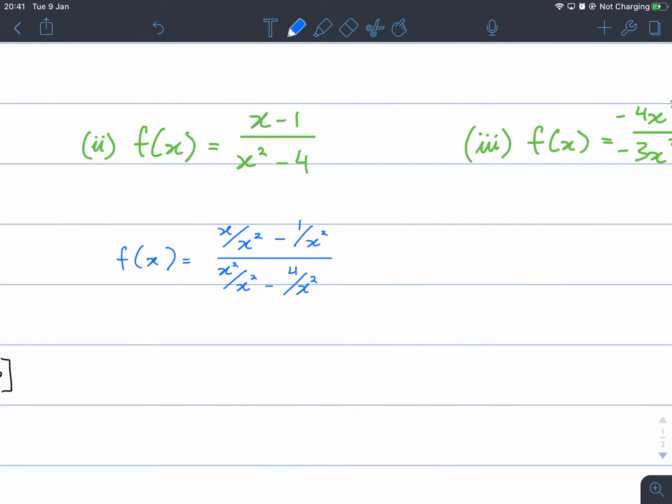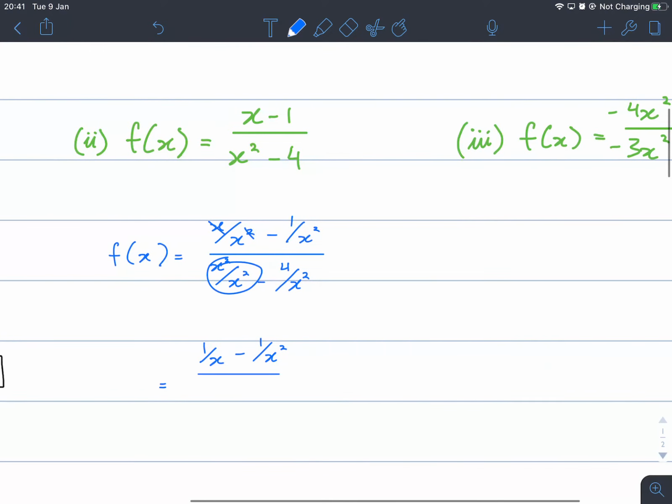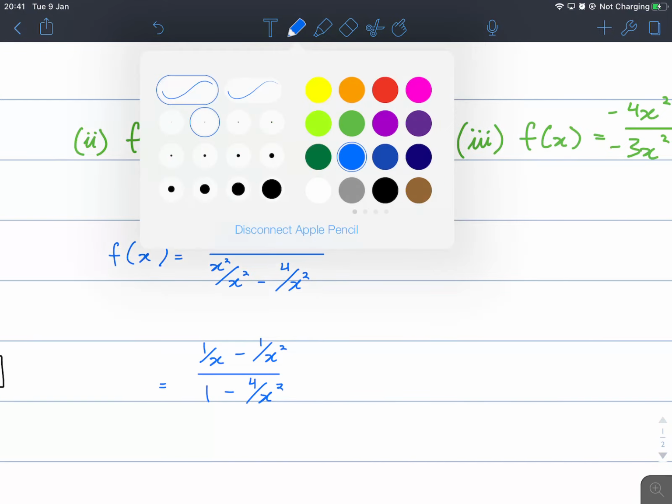Let's evaluate these values. In this first term, one of the x's can cancel, so we get 1 on x, minus 1 on x squared. That's the same. X squared on x squared is 1. Okay, and this is going to be still negative. Oops. Negative 4 on x squared.